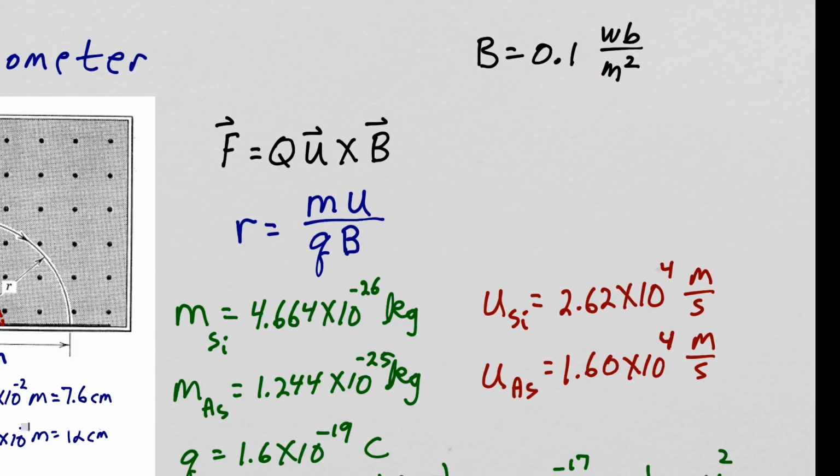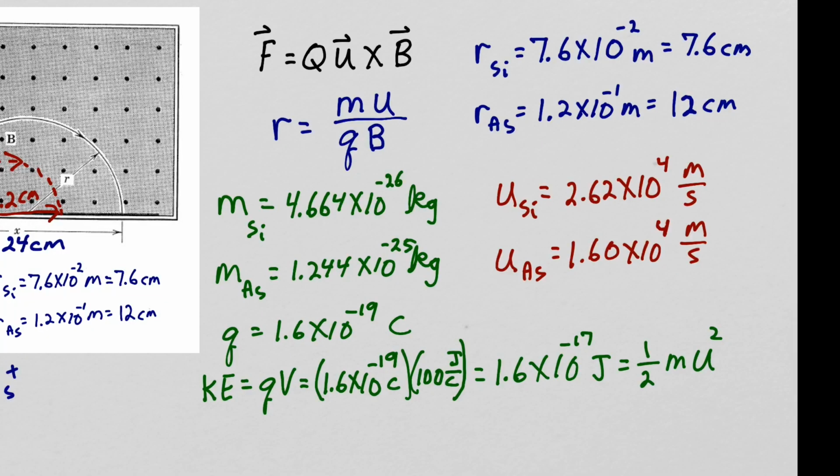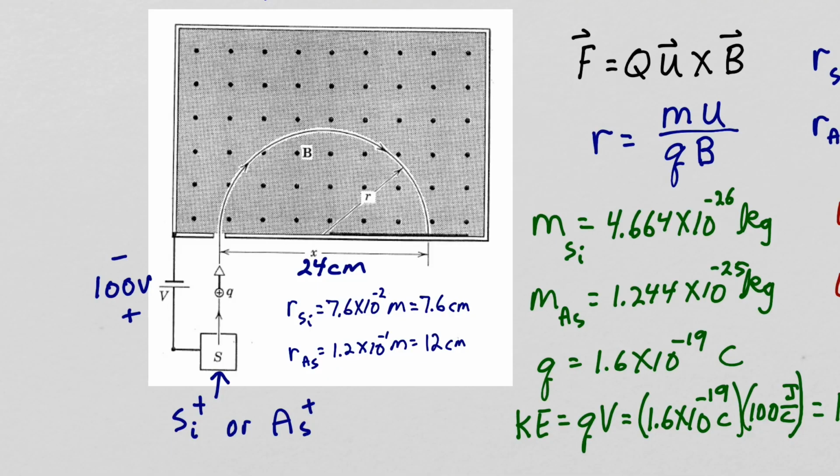With the magnetic flux density field inside our spectrometer being 0.1 Webers per meter squared, we can then calculate the radius of the circular orbits. If the species is silicon, the radius will be 7.6 centimeters, and if the species is arsenic, the radius will be 12 centimeters. So if the distance between where the species enters the magnetic field region and hits the screen is 24 centimeters, we know the species was arsenic. And if the distance is 15.2 centimeters, we know that the species was silicon.